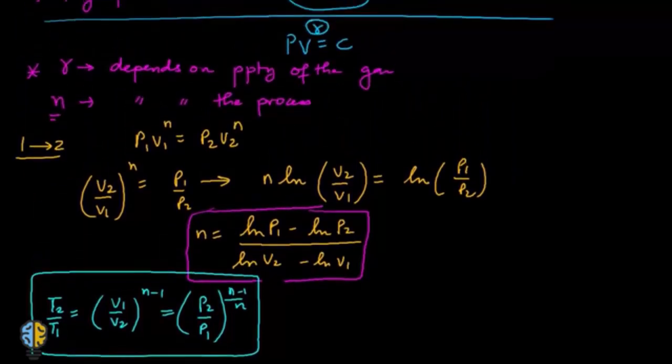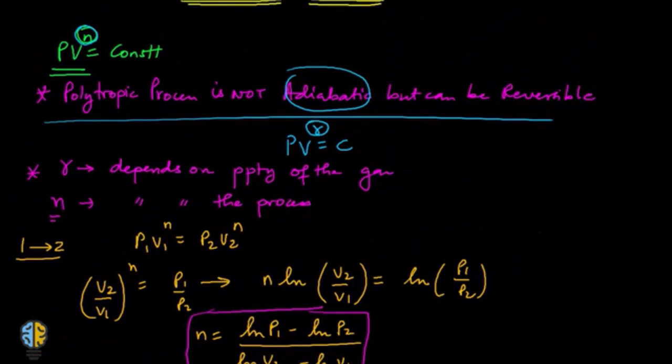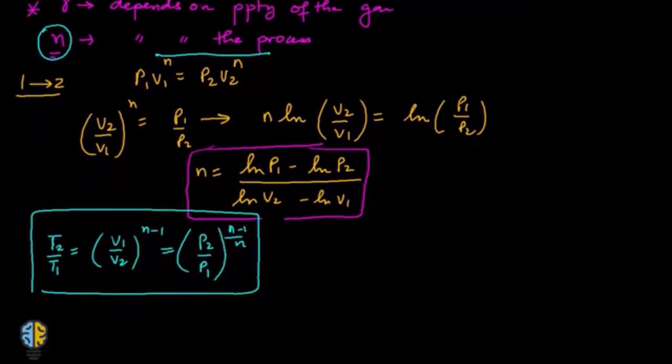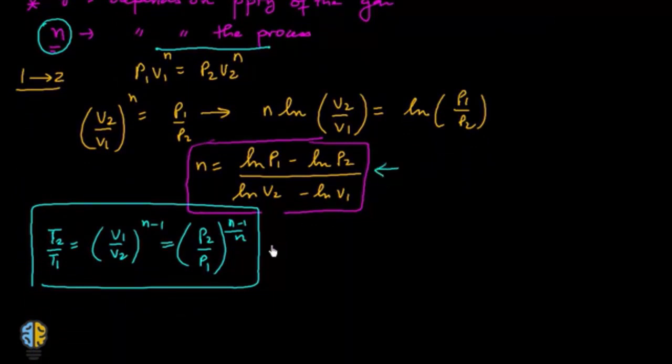So this was a very short analysis of the polytropic process that occurs when you use an ideal gas during a process. We came to know that the polytropic process can be reversible, and n, the polytropic process index, does not depend upon the property of the gas, but it is dependent upon the process which is going to happen. Then we looked at three expressions that help us find the values of n and the relation between temperatures and volumes at the two states.